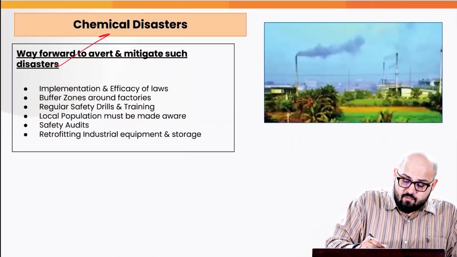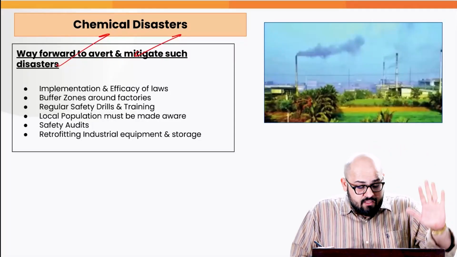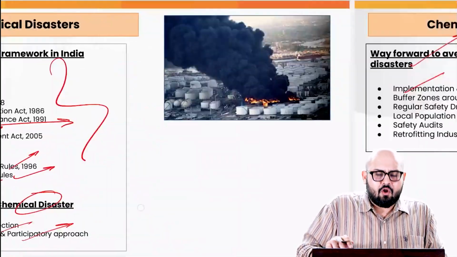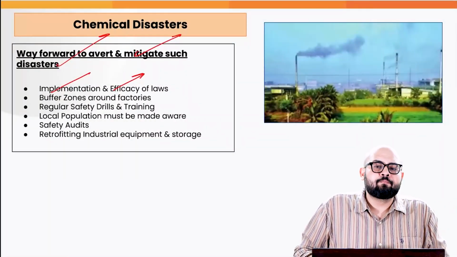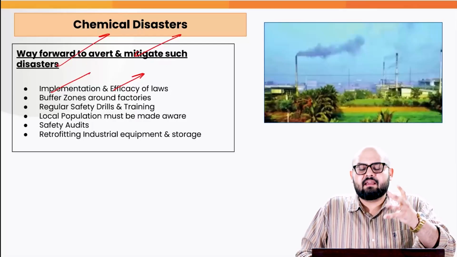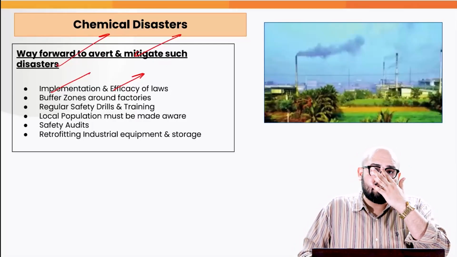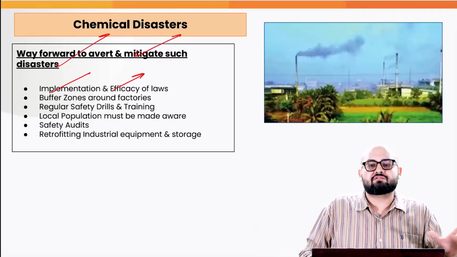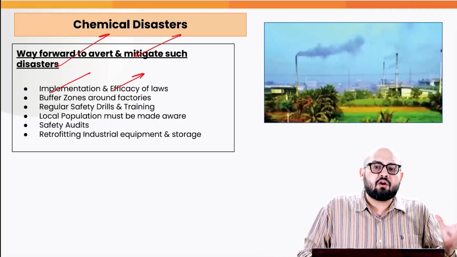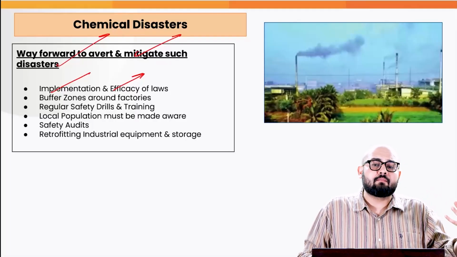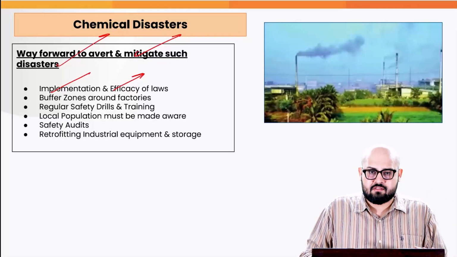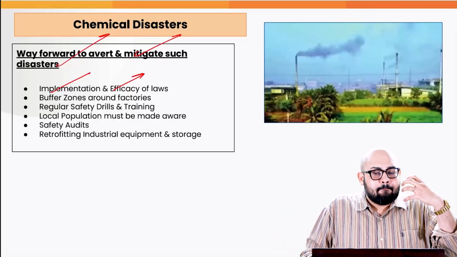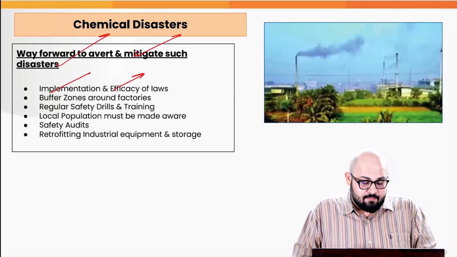Now, what should be the way forward to avert and mitigate such disasters? The very first is implementation and efficacy of laws. See, we already have a lot of laws and rules in place. That is not an issue. But the point is, are we implementing them correctly or not? Because sometimes what we see is that there is an illicit nexus between the local authorities and these industrial owners, right? Because they are not really willing to invest money in protective equipment for the laborers. So that is an illegal nexus. What we should do is implement these laws effectively. That is something which is needed.